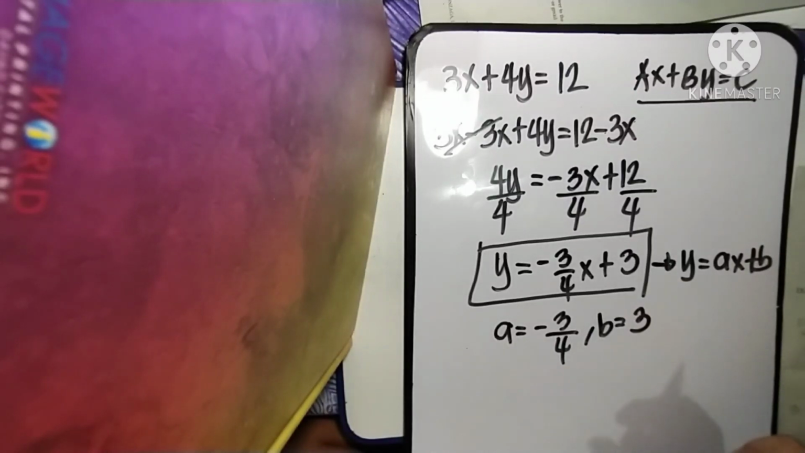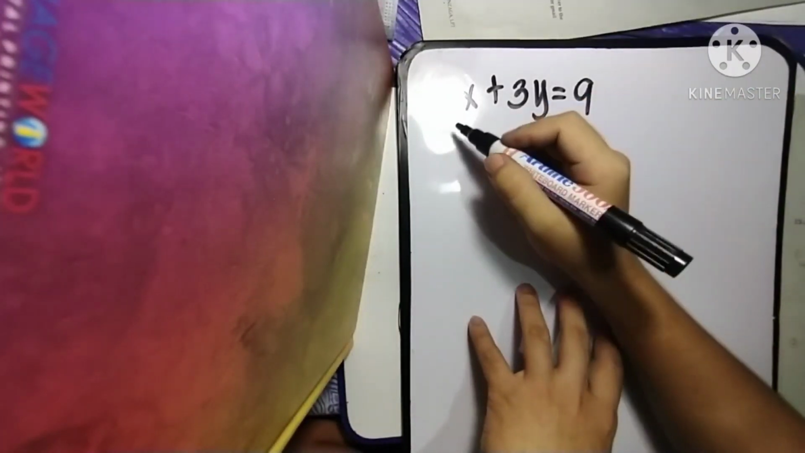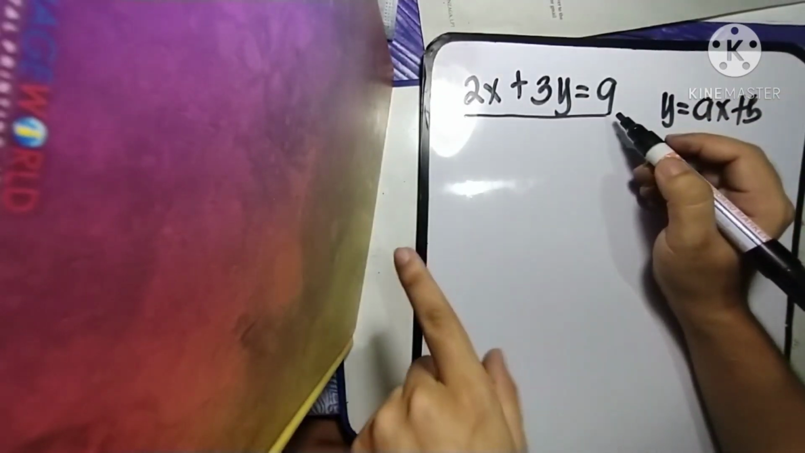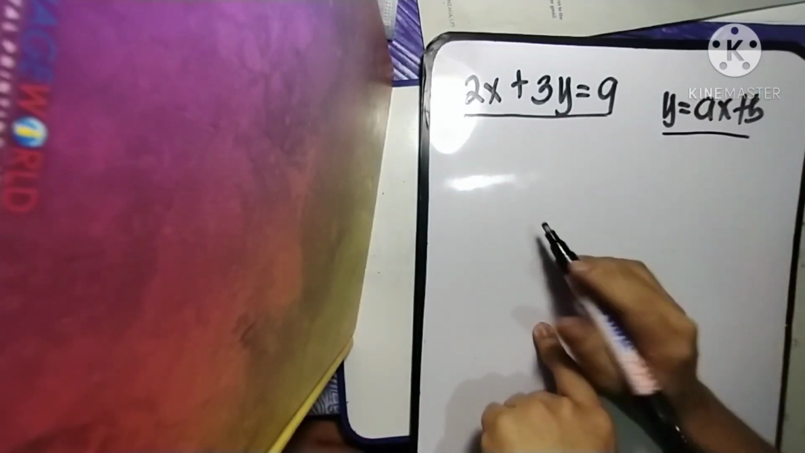Okay, so next example, we have 2x plus 3y is equal to 9. Now we need to change this one into the slope-intercept form, which is y is equal to ax plus b. So this is written in standard form, which is ax plus by is equal to c. So rewrite into this format.